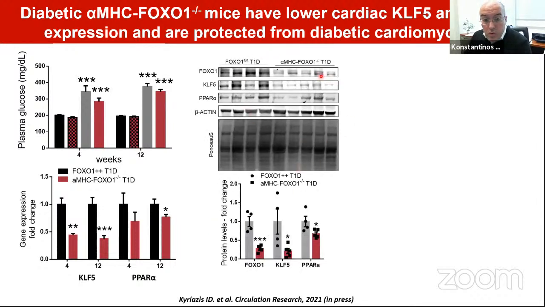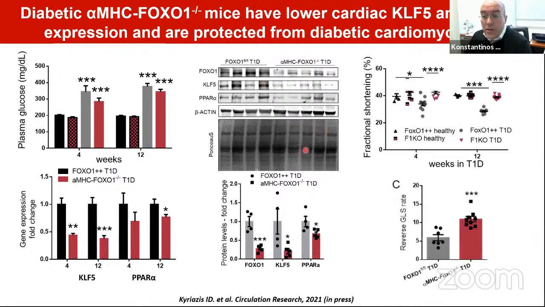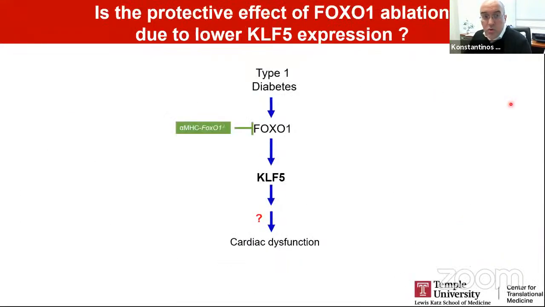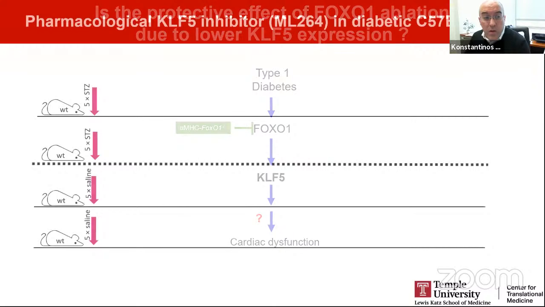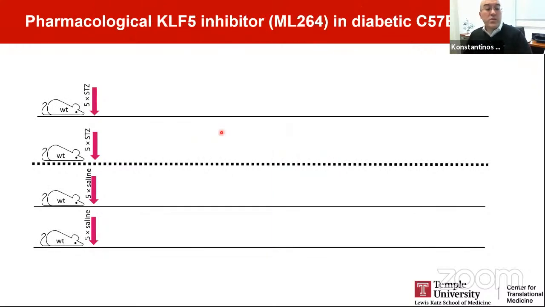We confirmed that this also happens at the protein level, and importantly, when we checked cardiac function of the FOXO1 knockout mice, we noticed that, opposite to the flox mice that develop cardiac dysfunction at both 4 and 12 weeks post induction of diabetes, the FOXO1 knockout mice had pretty normal cardiac function. So the next question was whether the protective effect that we observed in the FOXO1 knockout mice had something to do with lower KLF5 expression. So to test this, we did a number of experiments.